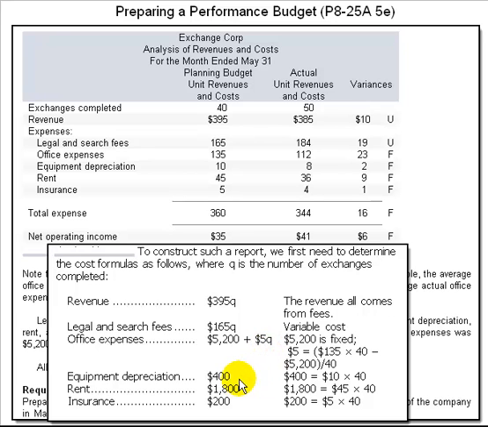Okay, equipment depreciation was fixed, so we know it's $400 because you would take the $10 times the 40 units, and then rent and insurance the same thing. Take the 45 times the 40, and the $5 times the 40. And you've got that information given right here, 10 times 40, 45 times 40, and 5 times 40. So with that information, then we can put together the performance report that we need to put together.